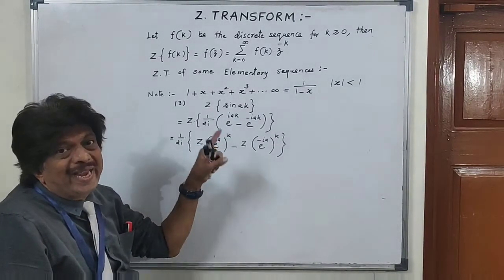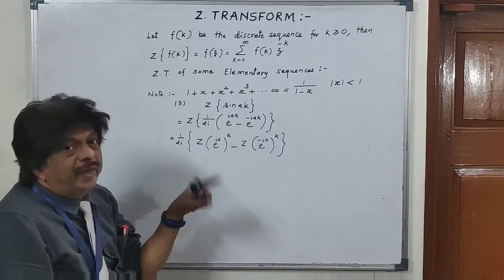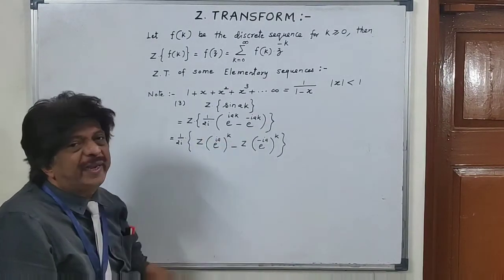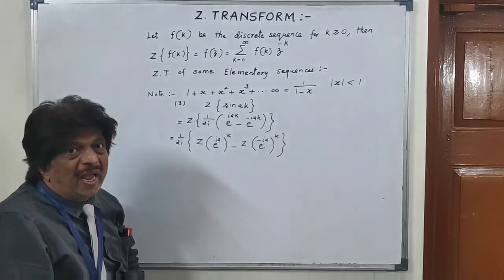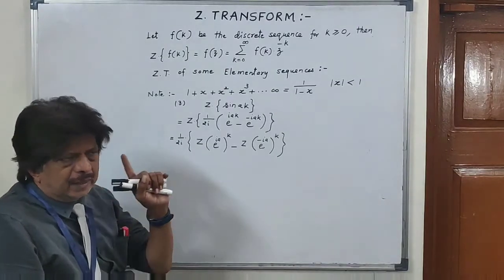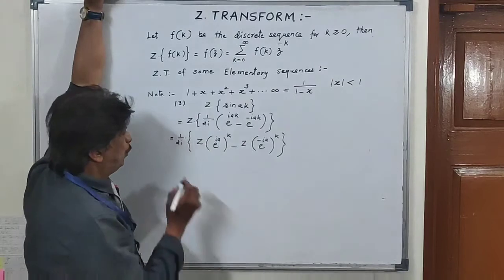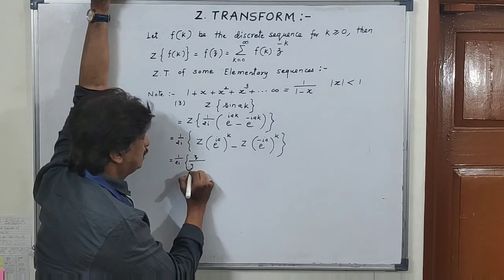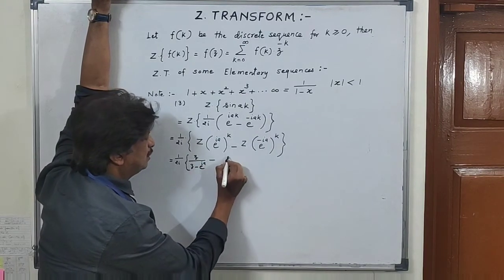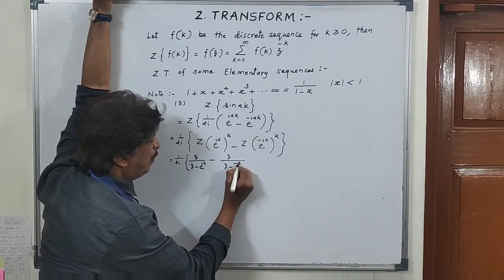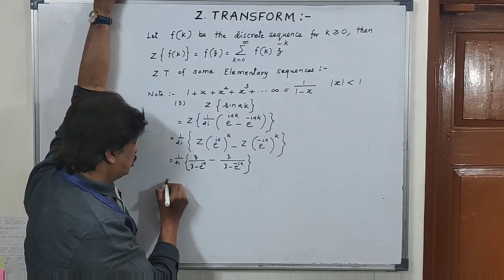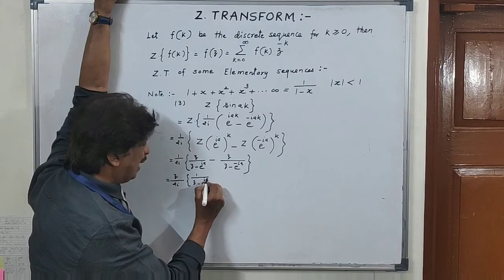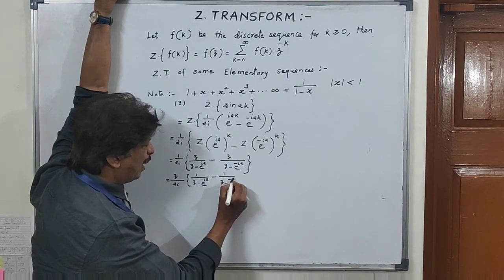Just I have written sine of ak in terms of the exponential formula number 1, and now I would be using the formula for the Z transform of a to the power k. First formula: the Z transform of a to the power k is z upon z minus a. So here it is equal to 1 upon twice i times z upon z minus e to the power i a minus z upon z minus e to the power minus i a. That is further equal to z upon twice i times 1 upon z minus e to the power i a minus 1 upon z minus e to the power minus i a.